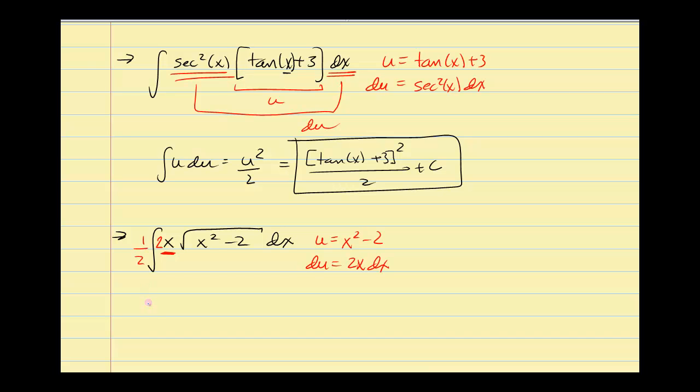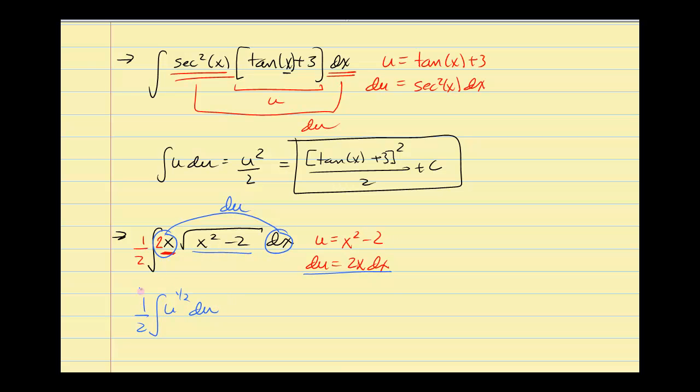So when I rewrite this, then I have 1/2 integral. Now remember, 2x dx makes up my du. 2x dx is my du. X squared minus 2 is u, so I have u to the 1/2 du.